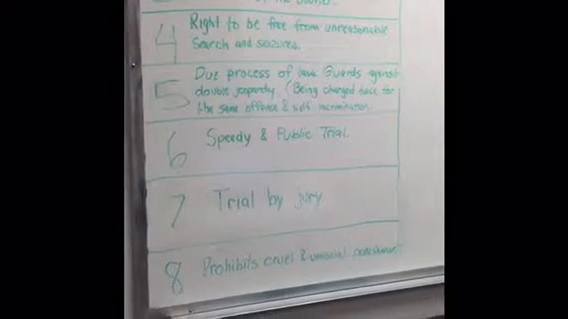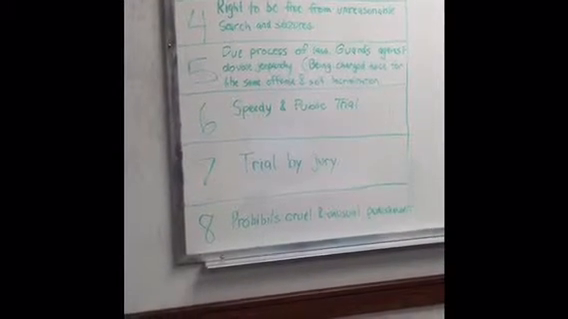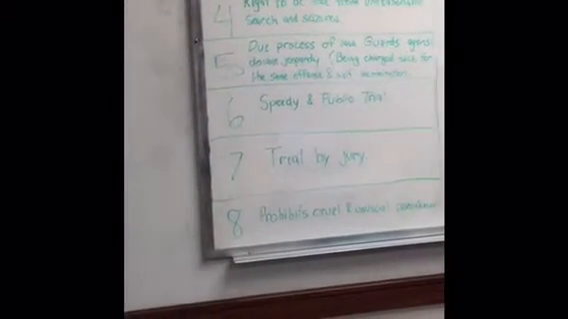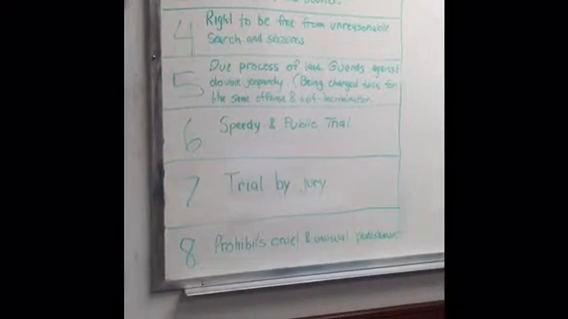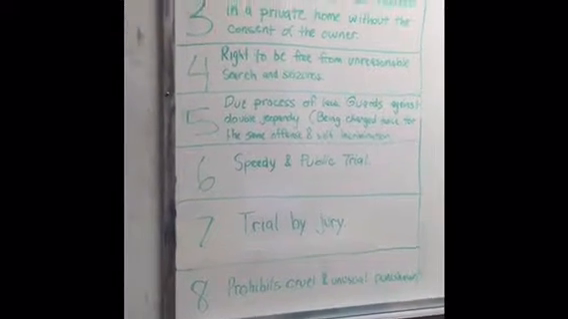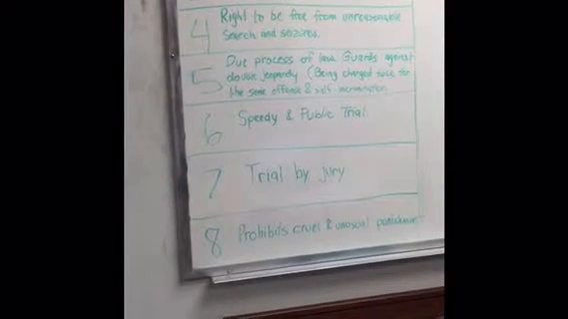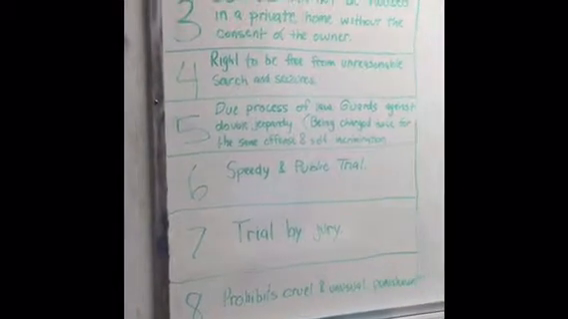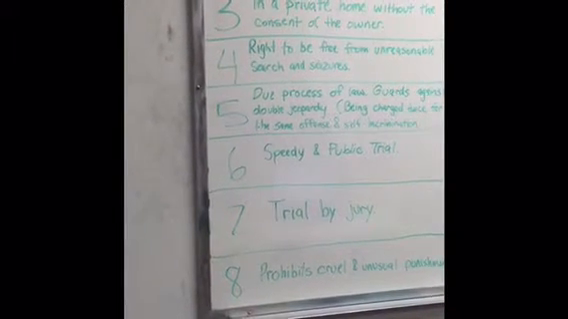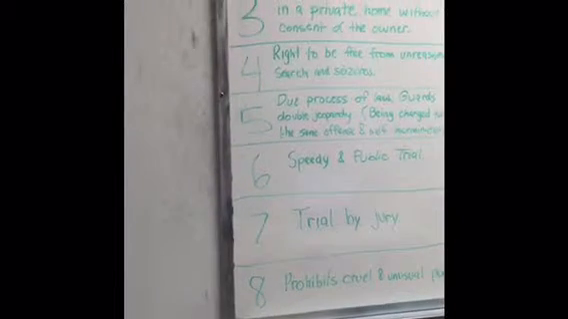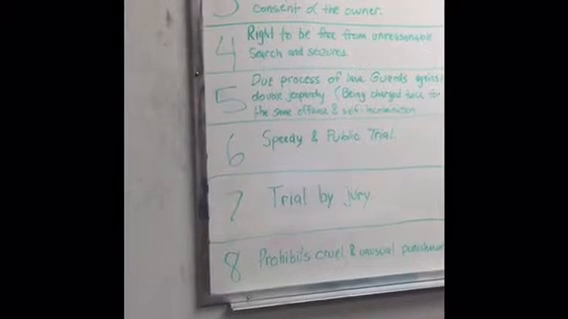Number 5 guarantees due process of law. It basically guards against double jeopardy. Double jeopardy means that you can't be taken back to prison for the same crime that you have already been tried for. So say a person went to court and they tried to indict him for murder and he was let off after the trial, they can't bring him back again and try to put him in jail for that same crime.